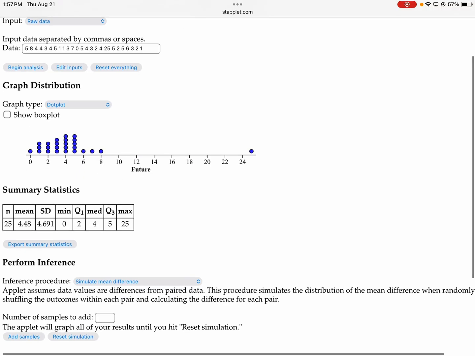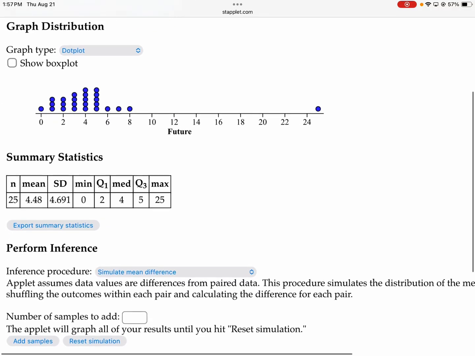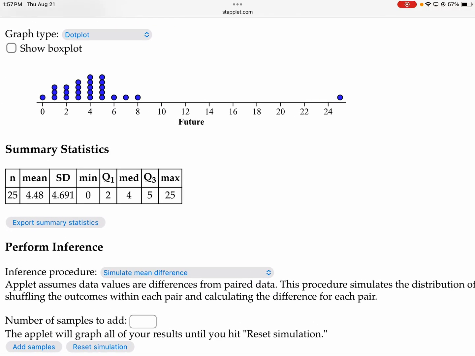Remember, it'll always show us the dot plot, which is fun. Do we think there's an outlier in this one? Yeah, I think so too. One that's way far away from everybody else. The rest seem to fall right here between 0 and 8, and then all of a sudden, boop, out here at 25.